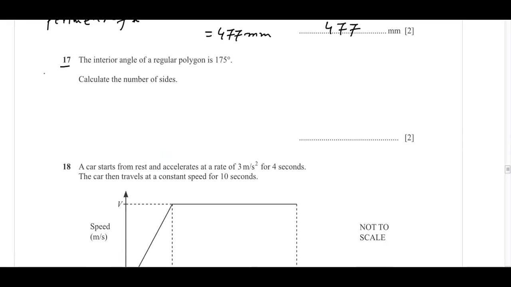Interior angle of a regular polygon. Whenever a regular polygon comes to mind and you want to find the number of sides, you have the interior angle. This is each interior angle of the regular polygon. Now, what is the formula for each interior angle?